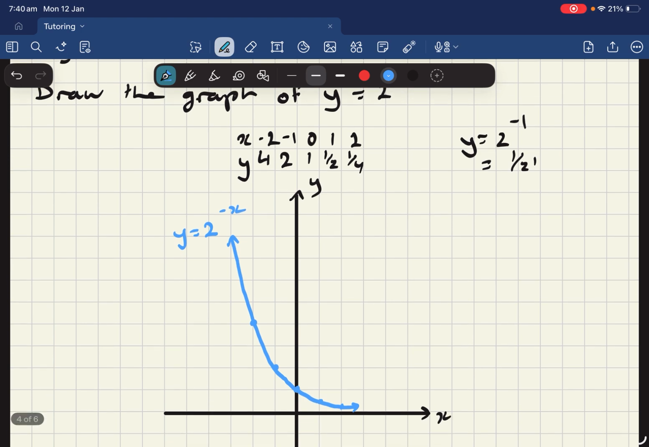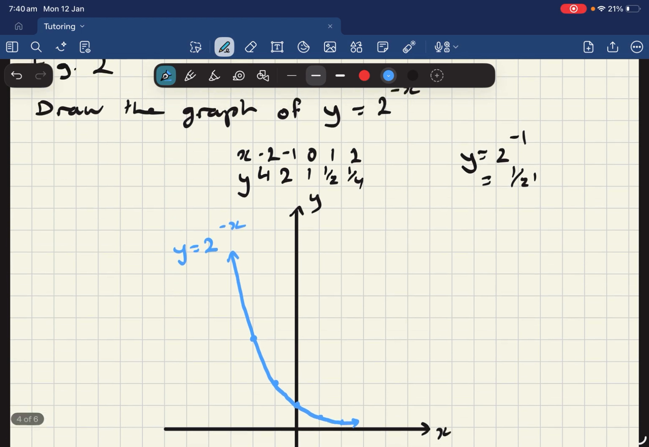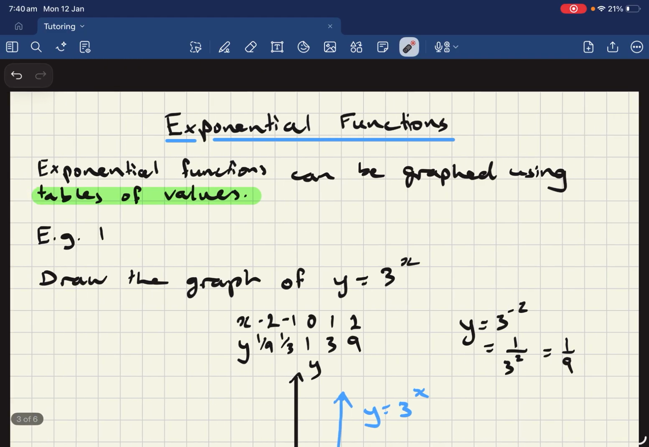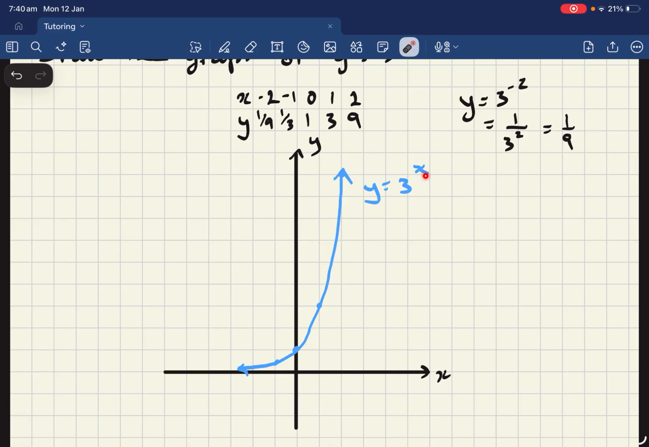And even just comparing these two graphs, let's look at the key features we talked about in the previous video. Here, the power is negative. So we have 2 to the power of negative x. So this is an example of exponential decay. So it starts high and it goes down. So the direction is different to this one, which has just x as the power.